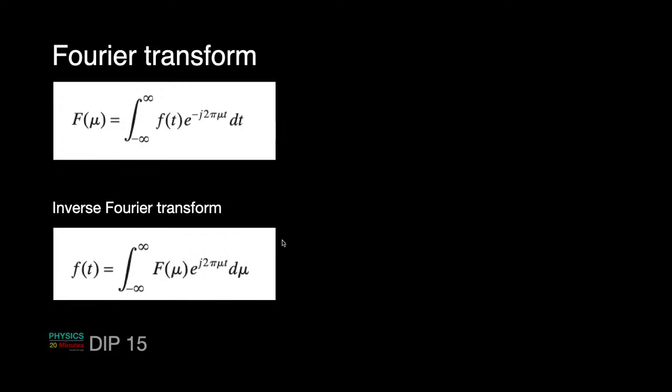So presented this way, it is called the Fourier transform. This is going to be very, very useful for us. This is the Fourier transform that converts a time domain signal into a frequency domain signal. And this is called the inverse Fourier transform, which converts a frequency domain signal, mu represents frequency, into a time domain signal. I'm not getting into the details of it. I'll tell you the reasons why.